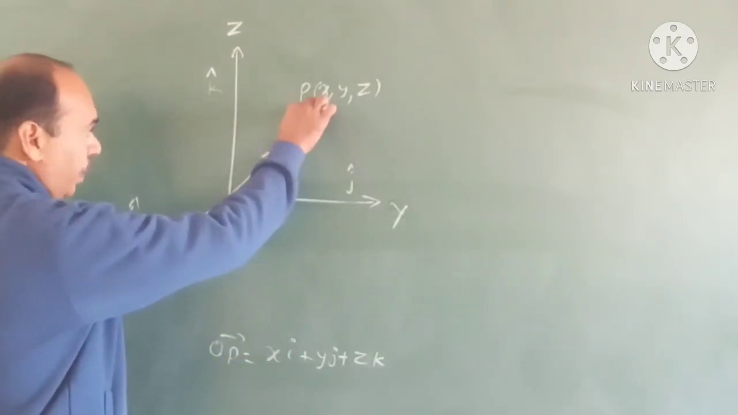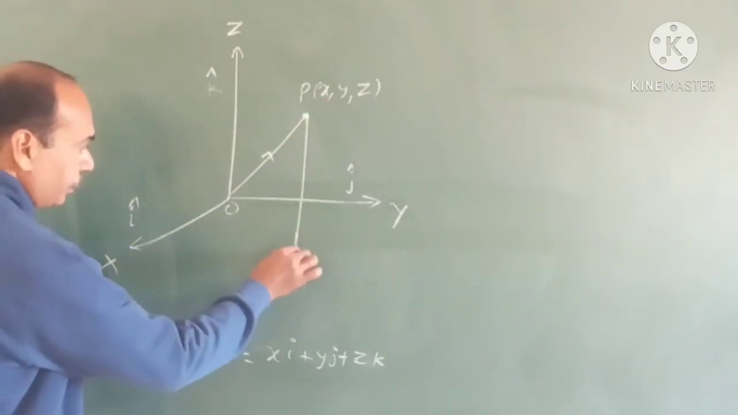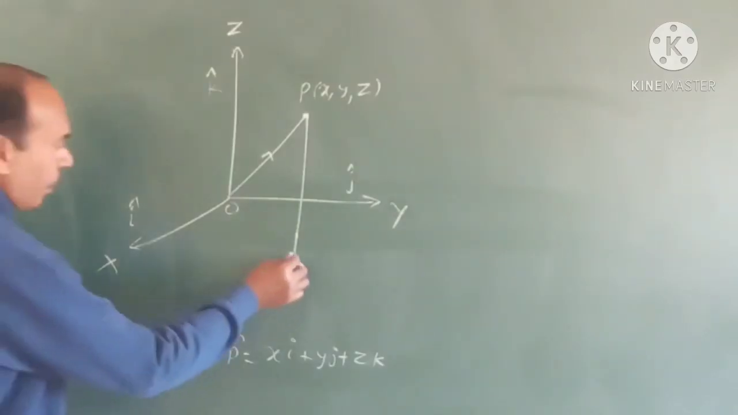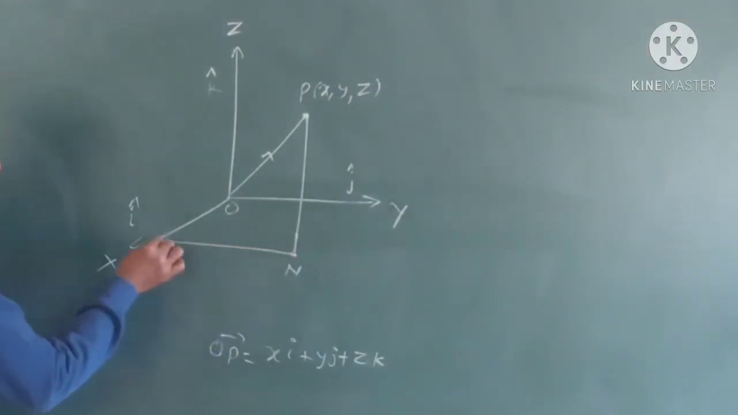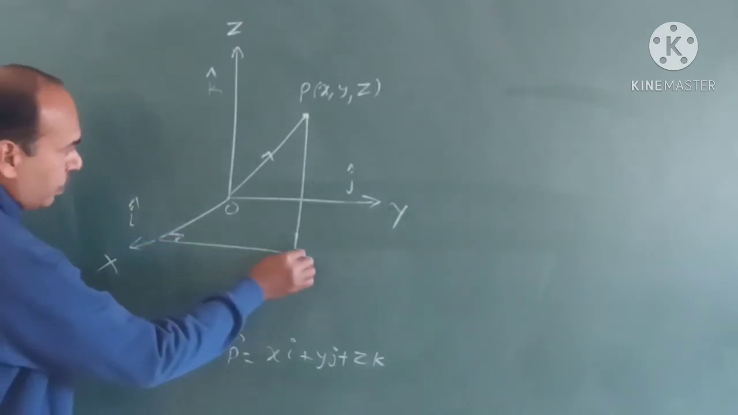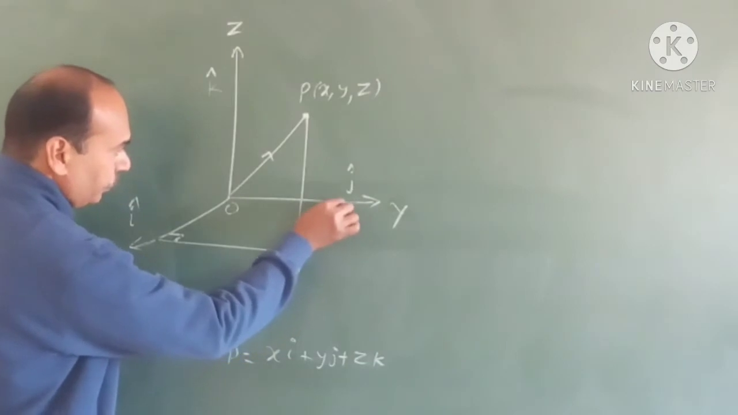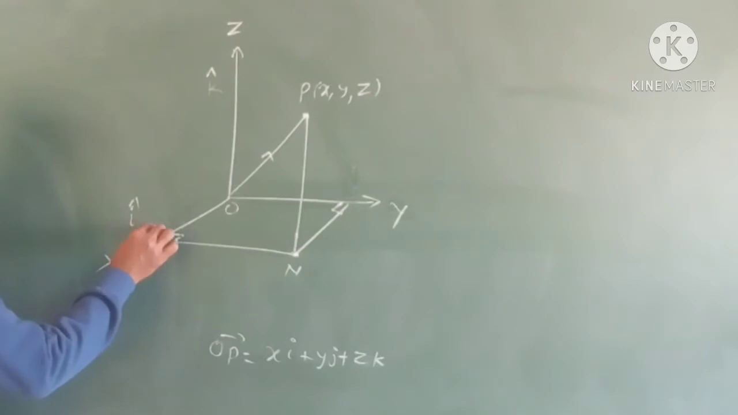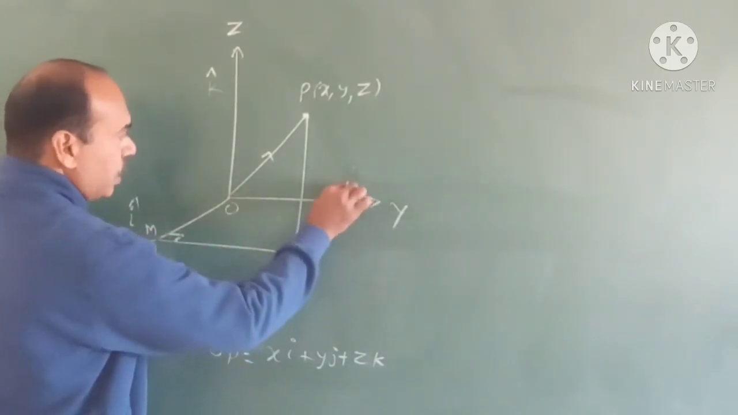Suppose from this point P, we drop a perpendicular on the xy plane, and suppose this is point N. From N, we drop a perpendicular on the x-axis, which is parallel to this one. Once again from point N, we drop a perpendicular on the y-axis. Suppose this is point M, and suppose this is L.